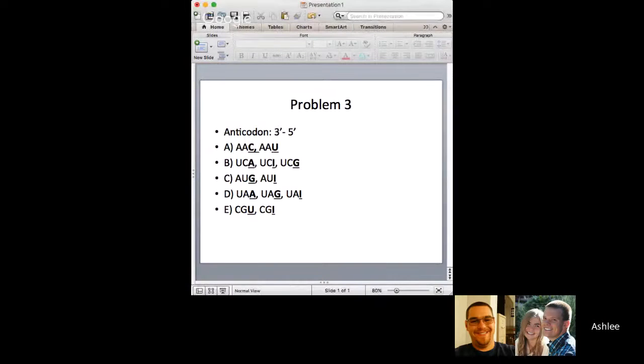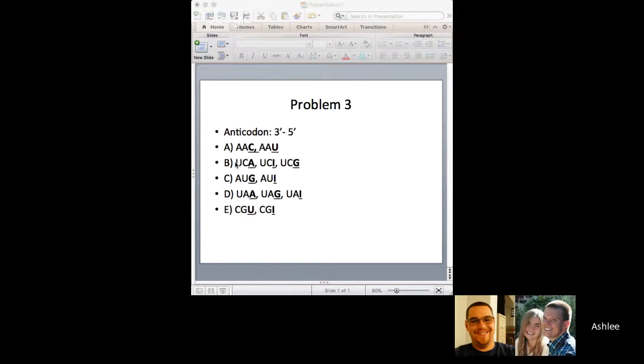Okay, so I have problem 3. This one is asking to list all the possible sequences for different mRNA codons. For letter A, it lists the codon 5' to 3', so it's UUG. For the anticodon, it'll be 3' to 5'. There are 2 different possibilities: AAC and AAU. The ones that I have underlined and bolded are the ones that change. The first 2 will always stay the same.